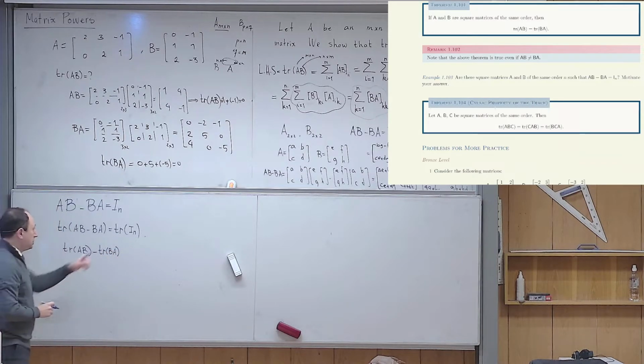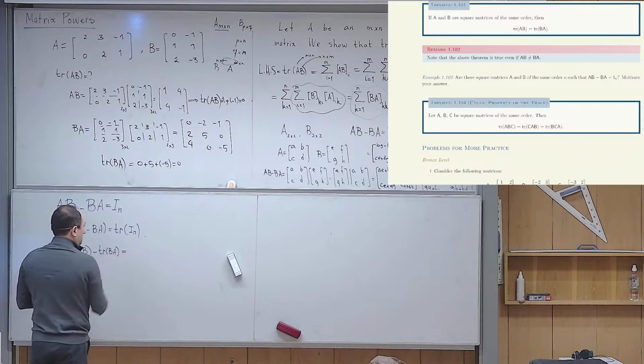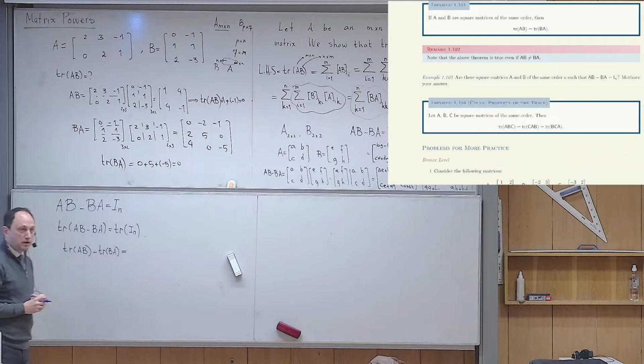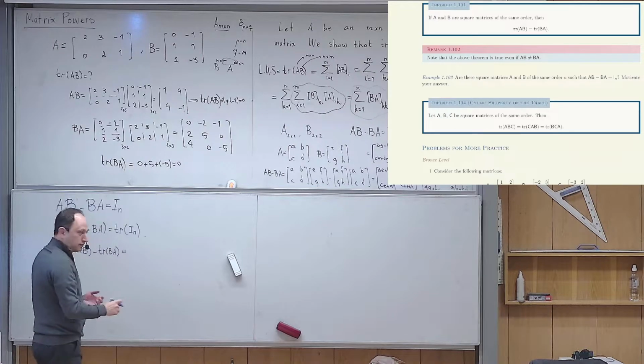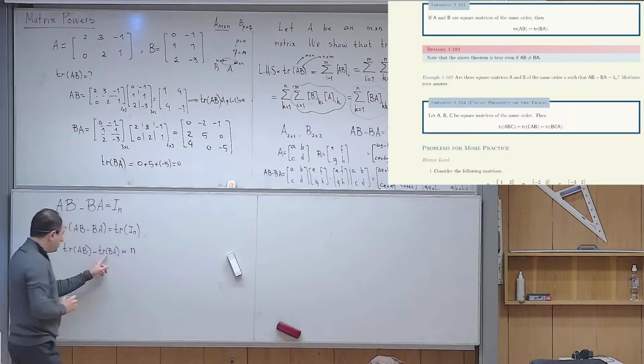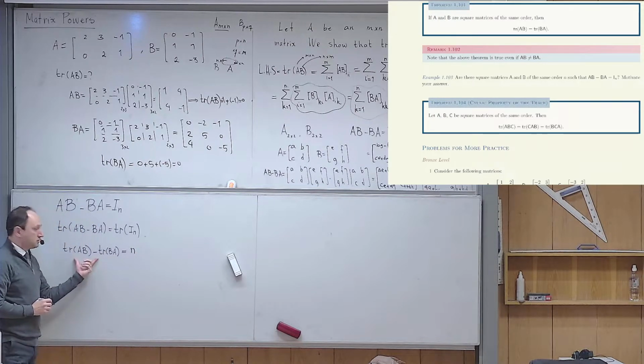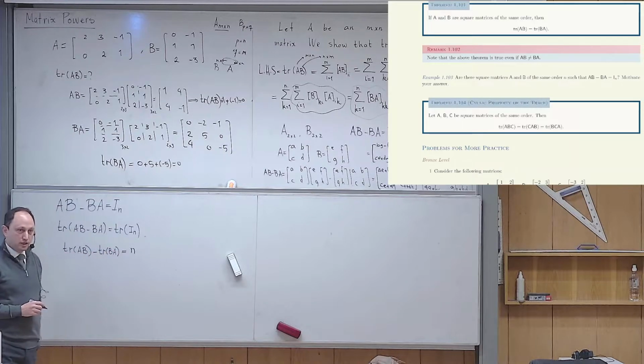Yes? But what is the trace of I_n? What is the trace of I_n? I_2 is 2, but I_n is n, because you have n ones on the diagonal, so it becomes n. But what is this subtraction? It's 0, because we just learned today that the trace of AB is always equal to the trace of BA.